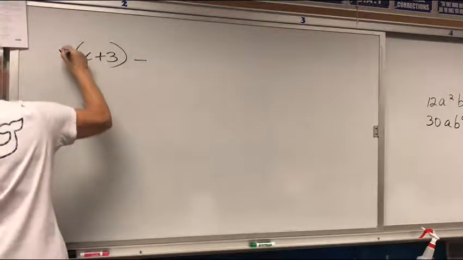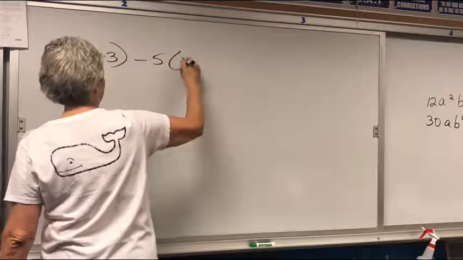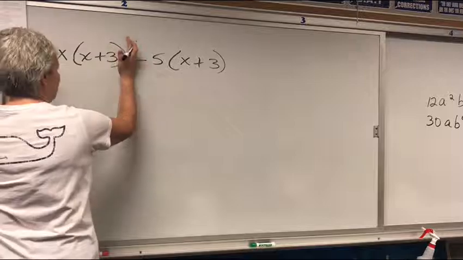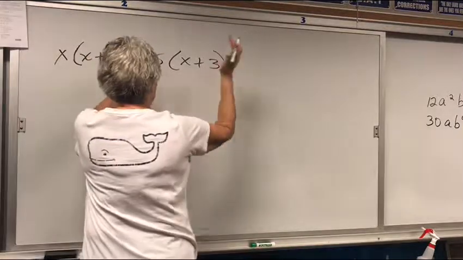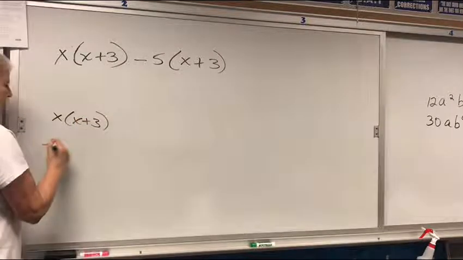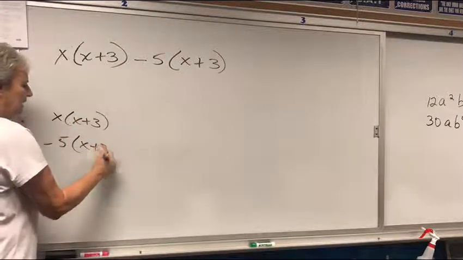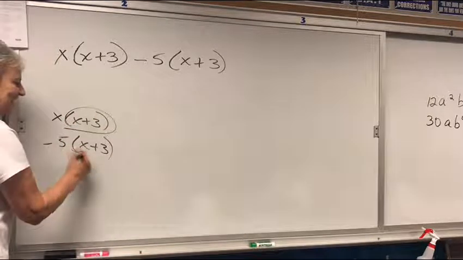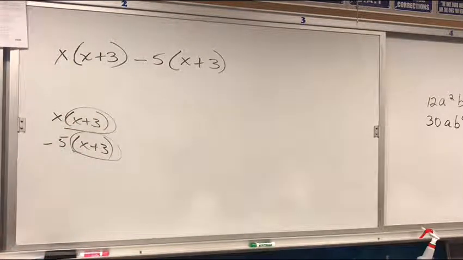Let's make it x. All right. I want you to look at this as 2 terms. This one and this one. x times x plus 3 and negative 5. Do you see anything in common? The middle term. Oh, yeah, the middle, sorry. Do you not see this in common? No, I saw it. All right. You see they both have an x plus 3? That's the greatest common factor.